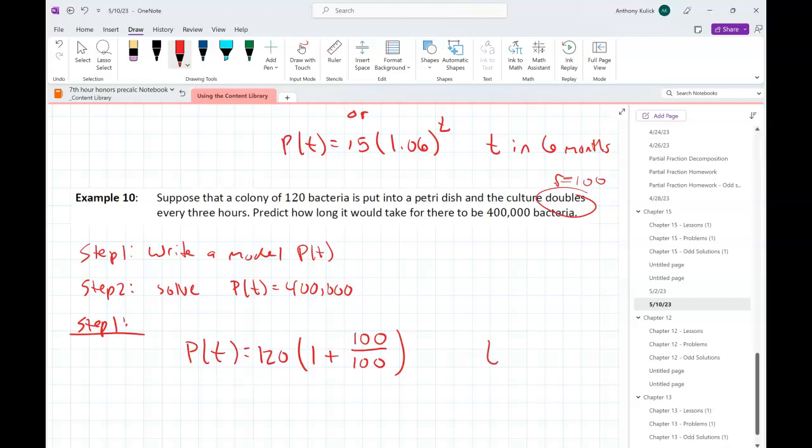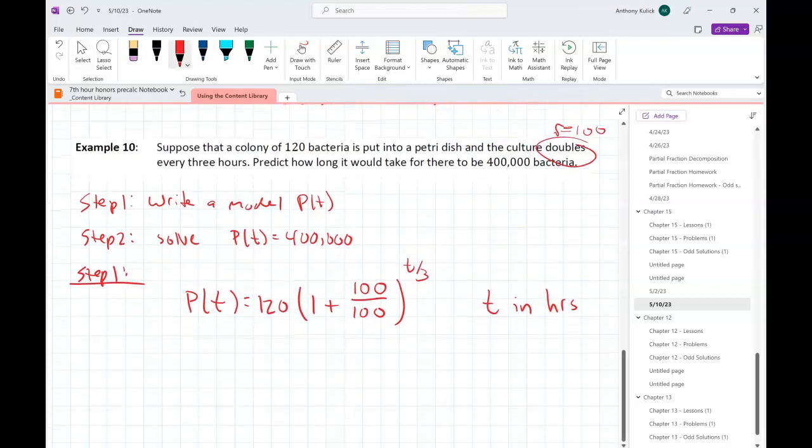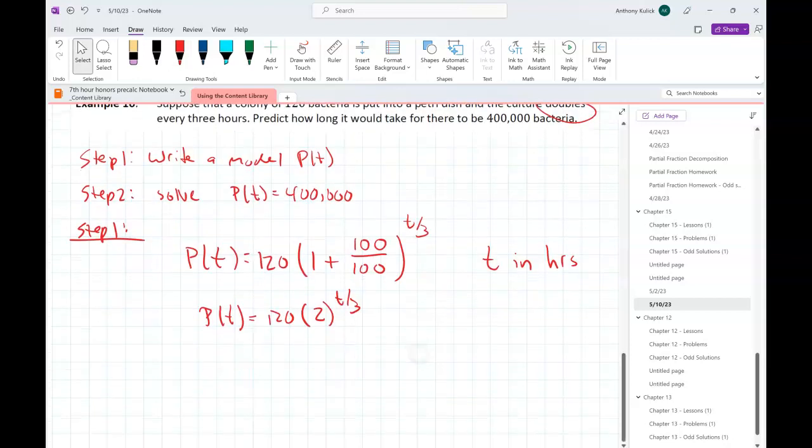Great. And we should pick a unit for time. What seems like an obvious unit for our t? 3 hours. Yeah, I would do it in hours also. You could still do it in 3-hour blocks. That would be okay. If I do t in hours, how would I write the exponent though? T over 3. Okay. And again, we could simplify this down to just that, right?